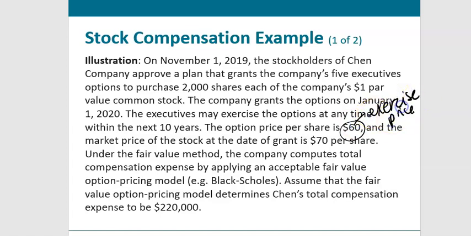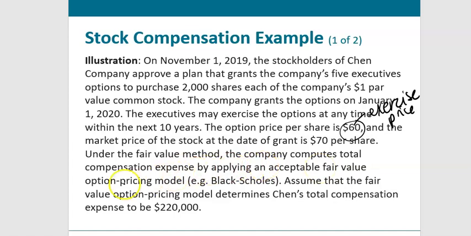So we're telling these executives, you are allowed to buy the stock for 60. On the day that it's granted, the stock is trading at 70. So the executives can exercise the option immediately and get the share of stock worth 70, sell that for cash, and immediately earn $10 per share if they wanted to.